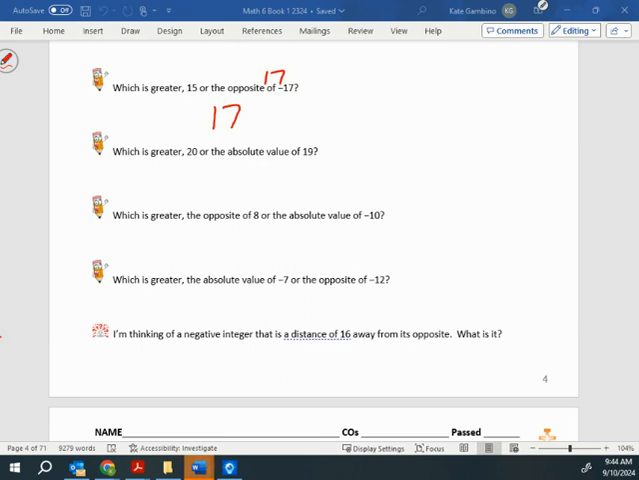Or actually, I take that back. I'm not going to write 17 because I have to put the opposite of negative 17. So I have to go back to the original number. I can't just put 17 because it's 15 or the opposite of negative 17. 17 wasn't an option. So I have to go back and say, the opposite of negative 17, I know, is 17, so the opposite of negative 17 is greater. That's what I'm going to write for my answer.